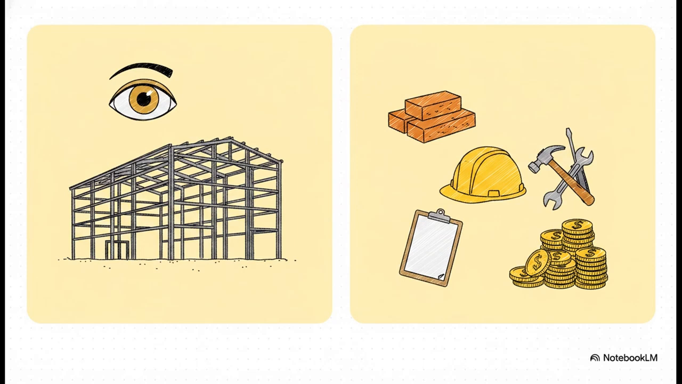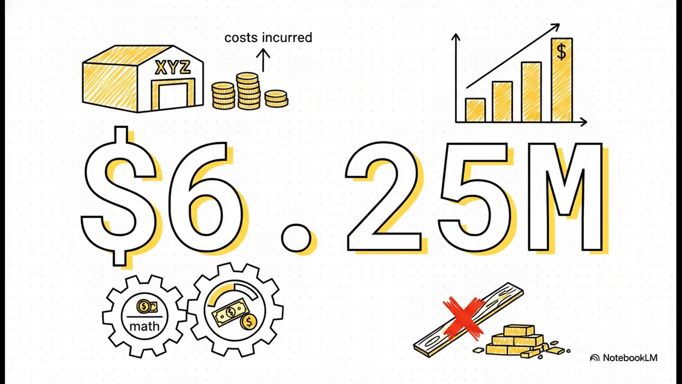AASB 15 requires a method that best depicts the transfer of goods or services. You've basically got 2 choices: output measures or input measures. Output measures involve surveying the actual physical result. You literally go out to the site, look at the physical warehouse walls that have been built, and appraise the results achieved. Input measures, on the flip side, look at the effort required to get there. It's measuring the sweat, the labor, and the raw materials used, specifically the costs incurred to date compared to the total expected costs.